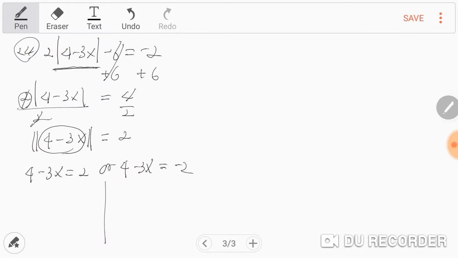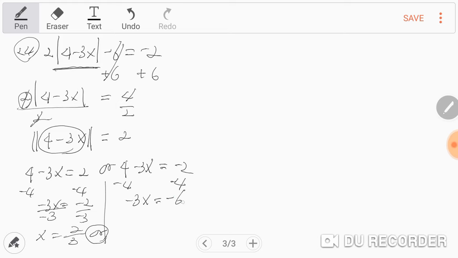Then from the first equation, let's find x. Minus 4 on each side, then negative 3x is equal to negative 2. Divide the equation by negative 3, so x equals positive 2/3. Or from the second equation, minus 4 on each side, so negative 3x equals negative 6. Divide the equation by negative 3, then x equals positive 2. So the solutions are x equals 2/3 or x equals 2.